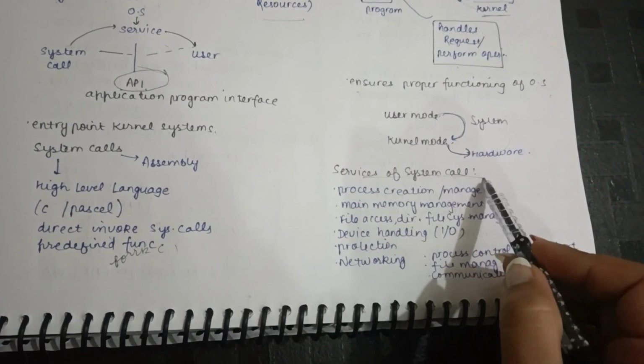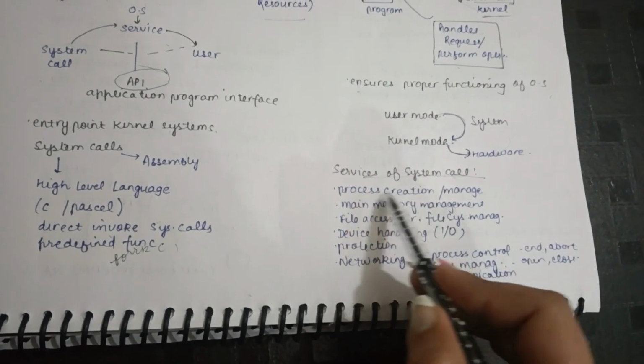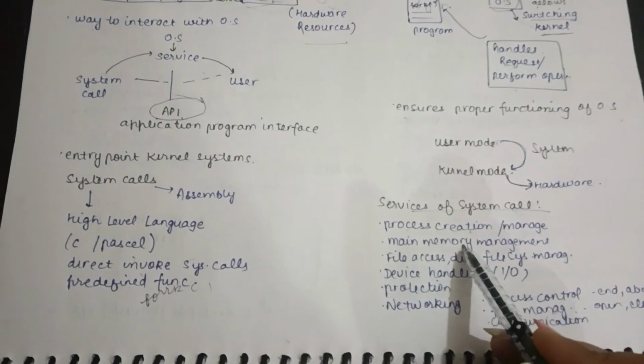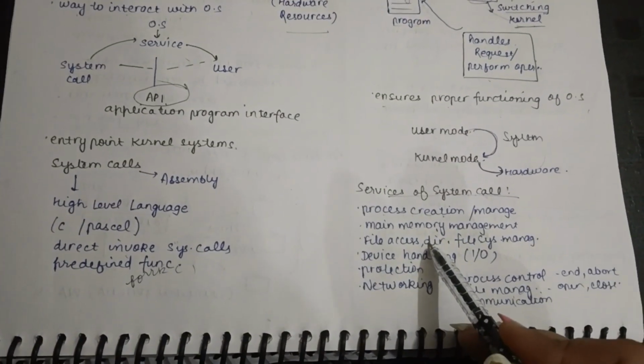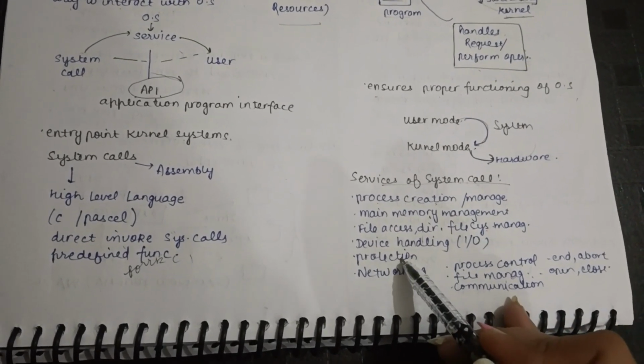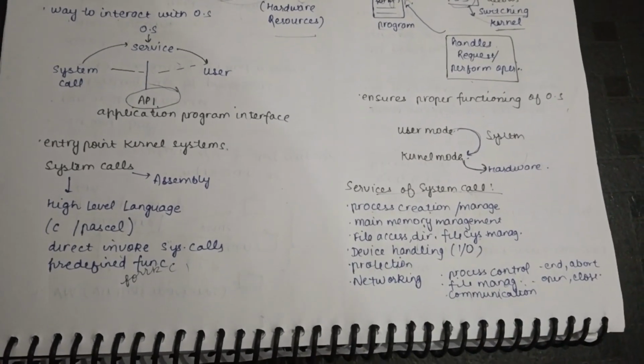Then we have the services of the system call. It helps in process creation. We can create new processes, we can manage the memory, we can have access to the files and directories, manage the file system, and we can handle the device system. There could be protection and there could be networking.